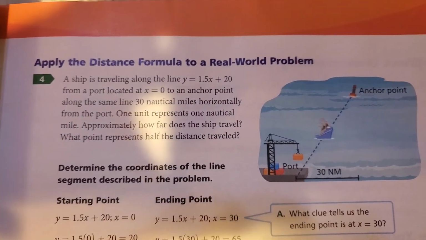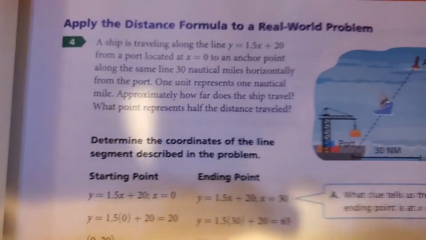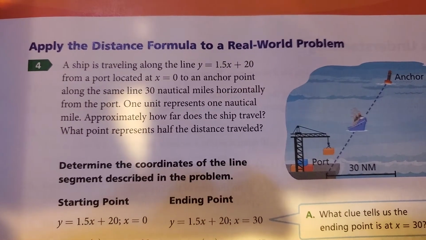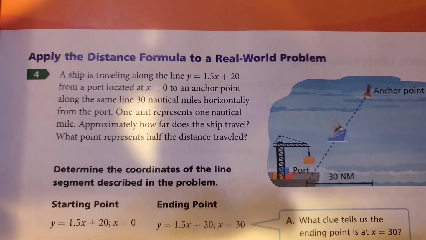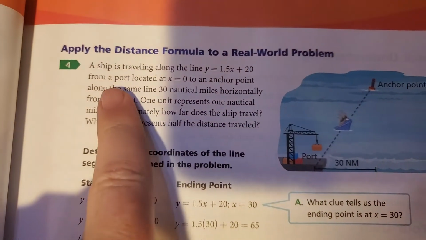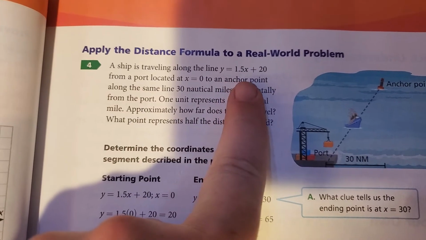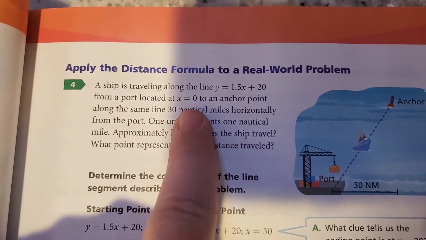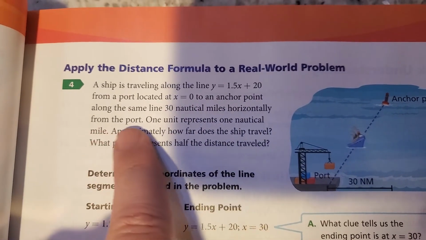Okay, our next problem is one I'm taking right out of the textbook here. It's on page 127. If you read through this, we're going to apply the distance formula, and we're also going to apply the midpoint formula to this problem as well. They mention that a ship is traveling along the line y equals 1.5x plus 20 from a port located at x equals 0 to an anchor point along the same line 30 nautical miles horizontally from the port.